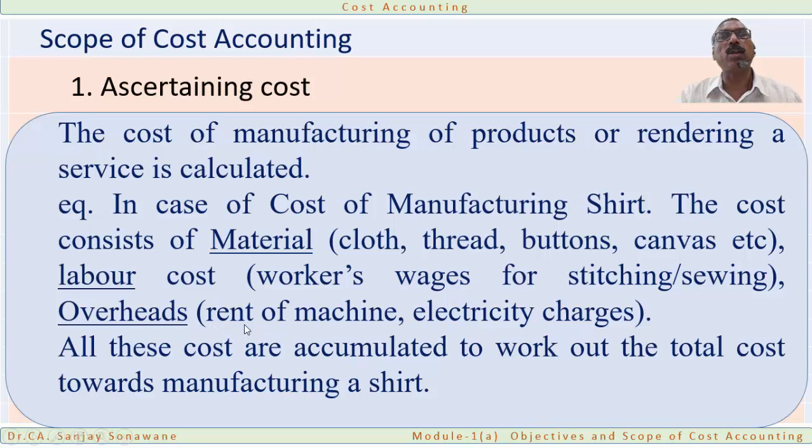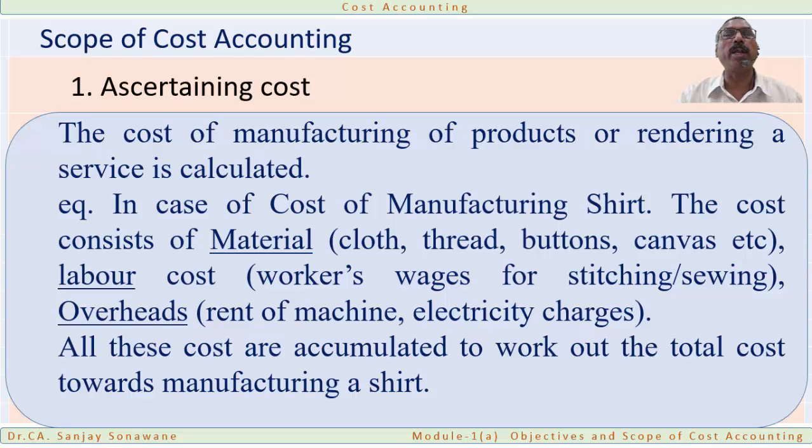Now, what are the other overheads possible? Electricity charges. You can say factory rent is also an overhead. So all expenses we are thinking about for manufacturing a shirt: basically, a material is required, workers are required, and the third one is other overheads. Now factory electricity is also an example of an overhead.